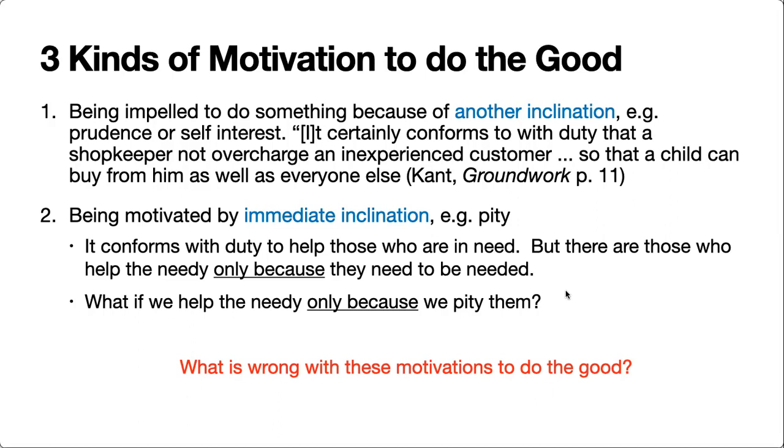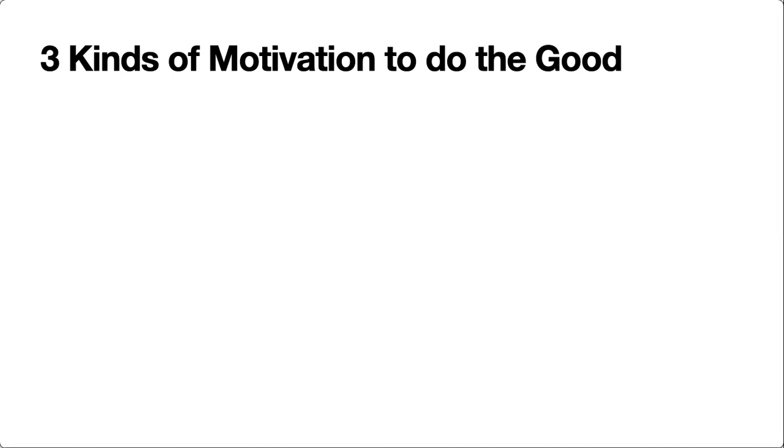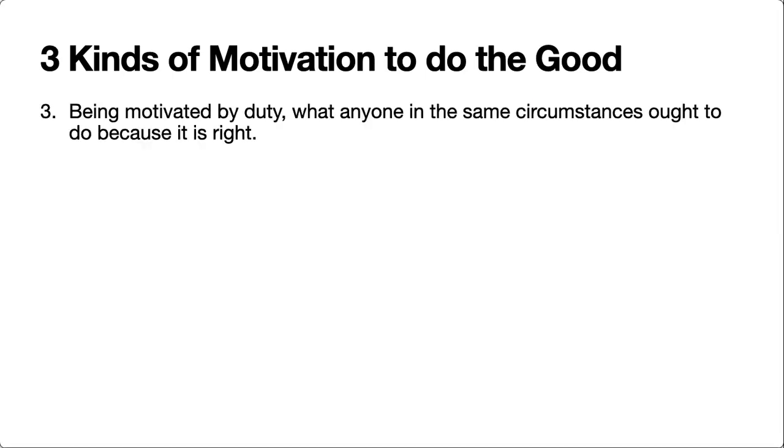And this is because people are motivated to do the good out of immediate inclination only, right? So Kant is saying this is unreliable. We want something more reliable than this. We want something that is deliberately chosen on principle. Okay. So the third motivation to do the good is the best. This being motivated by duty, what anyone in the same circumstances ought to do because it is right, right?